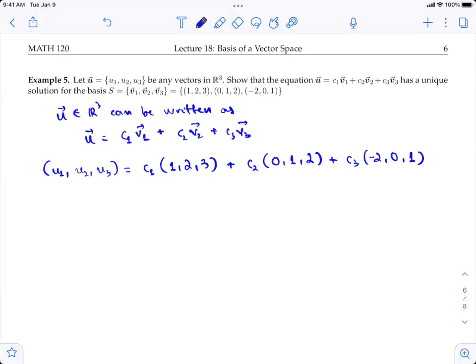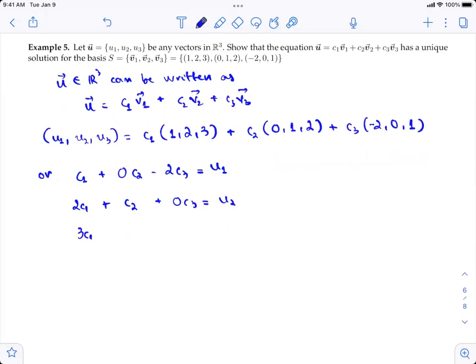Just like before, from the vector equation, we can rewrite this as a system of linear equations. So you get C1 plus 0 C2 minus 2 C3 equals U1; 2 C1 plus C2 plus 0 C3 equals U2; 3 C1 plus 2 C2 plus C3 equals U3. As I mentioned in example three and example four, because you don't know the exact values of U1, U2, U3, you cannot solve for C1, C2, C3 in this manner.